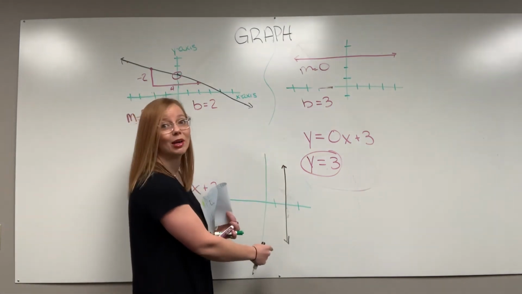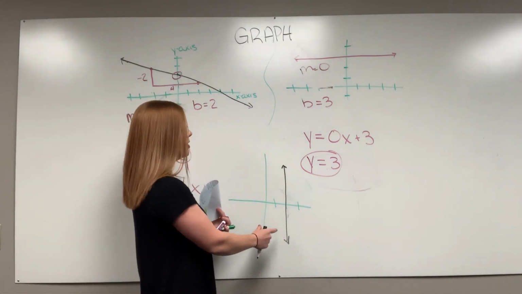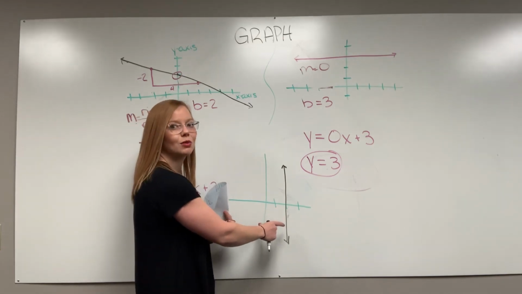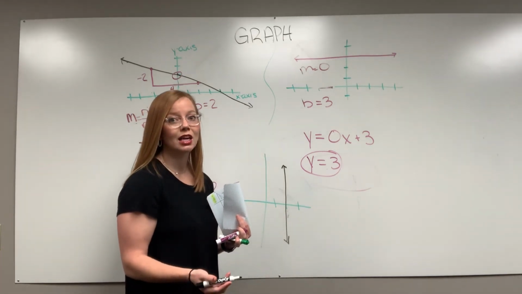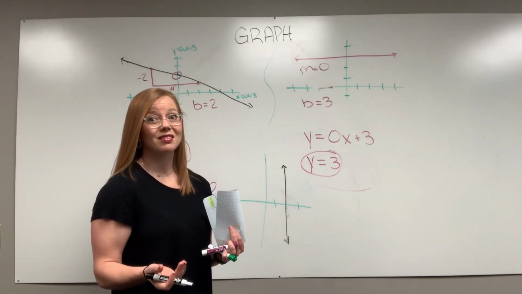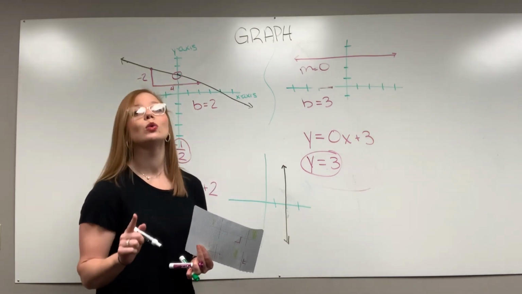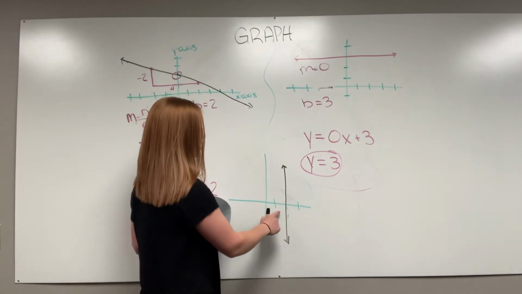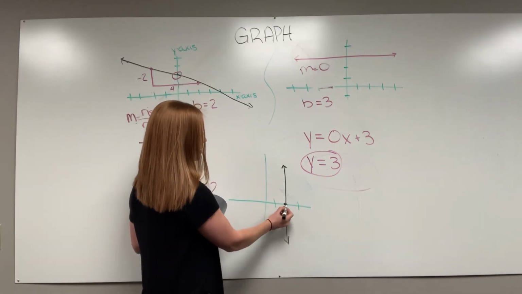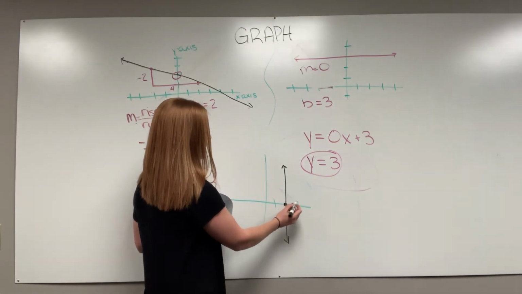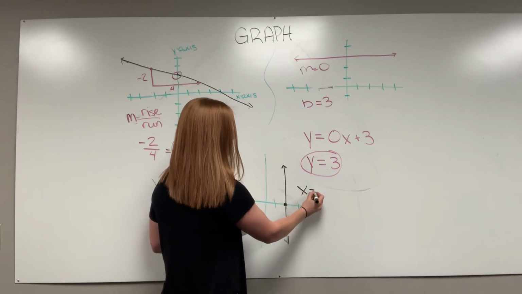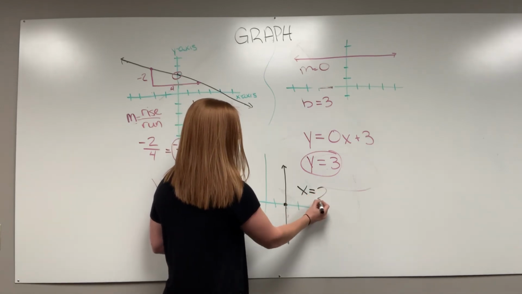We're going to learn more about parallel later on. But that means that it never crosses the y-axis. So its y-intercept isn't even 0. There's no y in this equation. It only crosses the x-axis. And where does it cross it at? Right here at 2. And so this equation is going to be x equals 2.